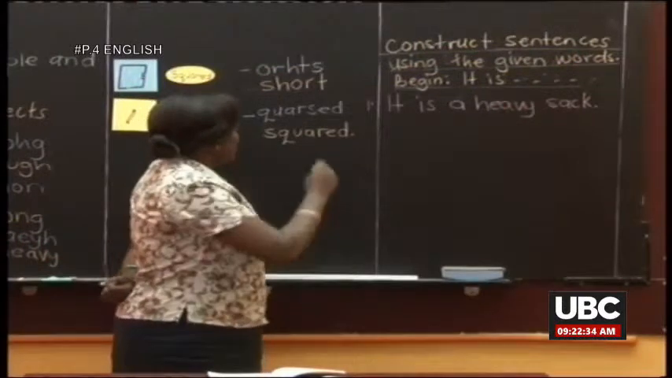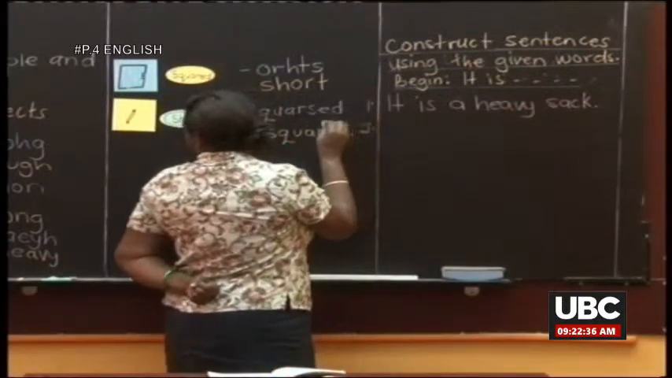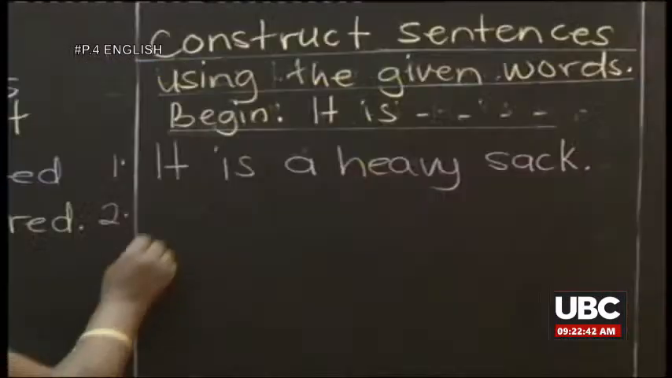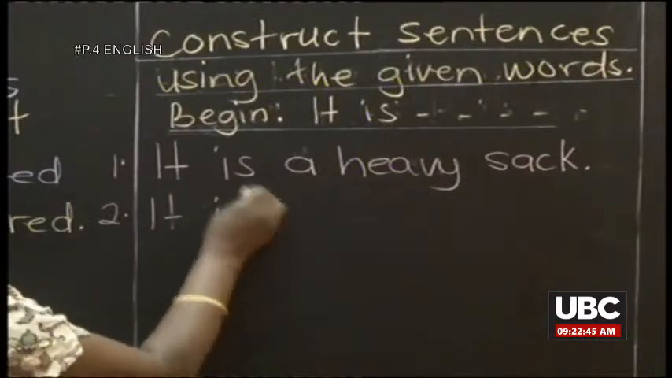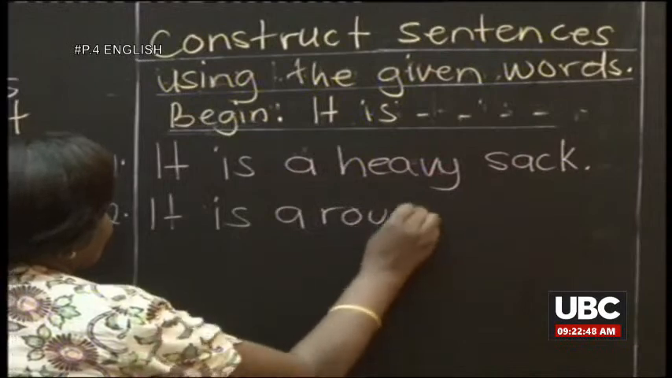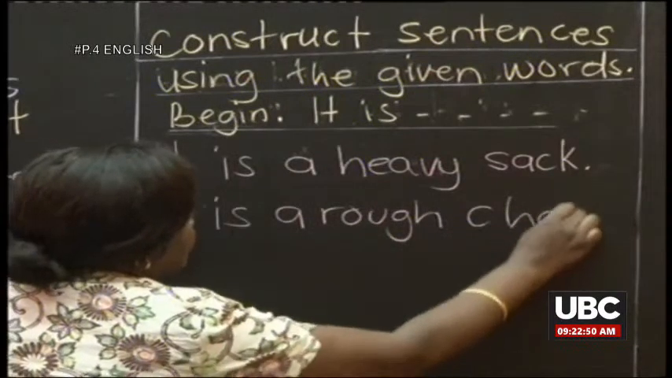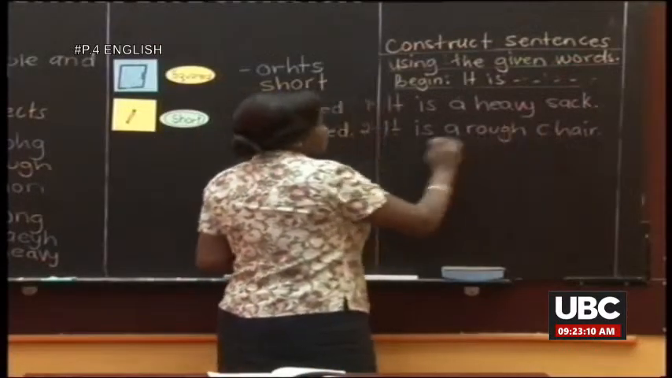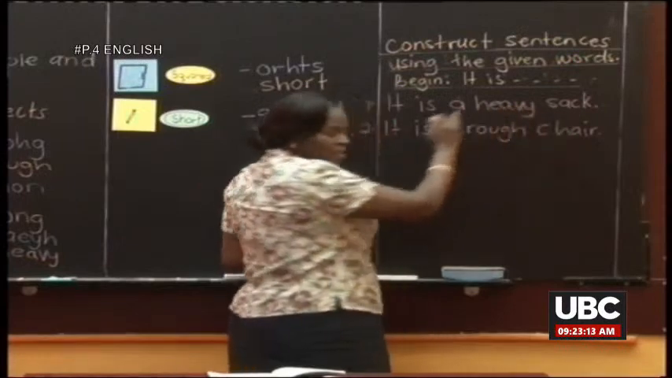Because if you can see the person carrying Lily, it is heavy. Our second sentence, we are going to use rough. We shall say, it is a rough chair. That's what we have looked at. Remember, children, adjective words, we use them to describe nouns. And what is a noun? A noun is a name of anything. So what we are trying to describe, those are the nouns, or those are the objects we have looked at. So we are describing the chair, which is rough. We are describing the sack, which is heavy.